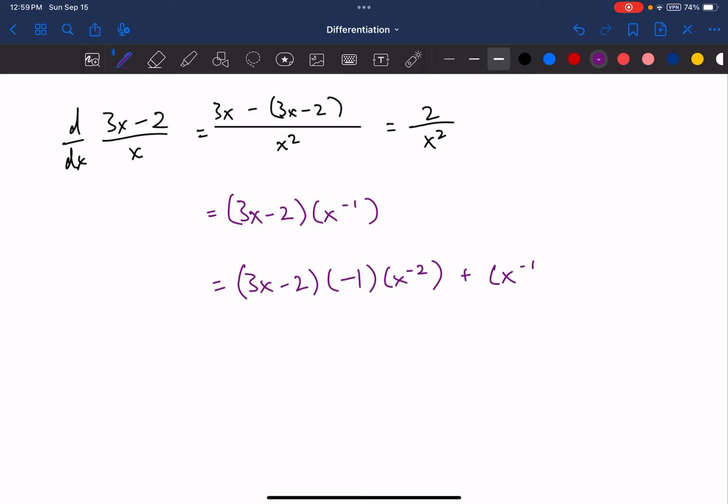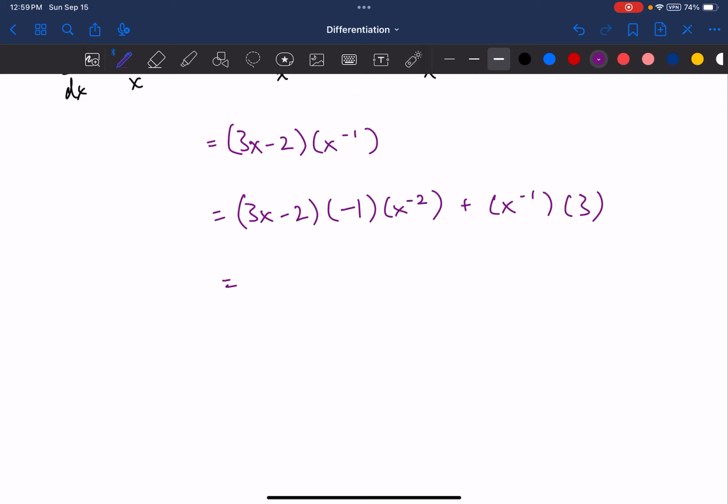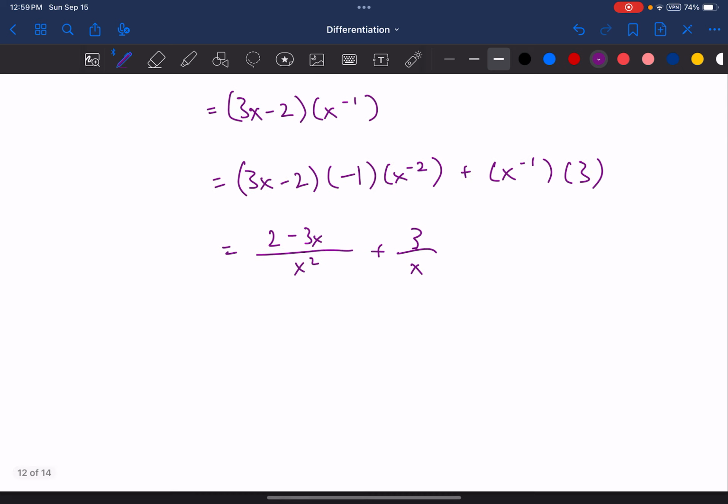Take this again, and then this will just be 3. Okay, and now you just have to multiply everything back. This will be 2 minus 3x, and then x squared. This will be 3x, and then you times x to both sides, you would get 2 minus 3x plus 3x, and this x squared, and then you will end up with the same answer.